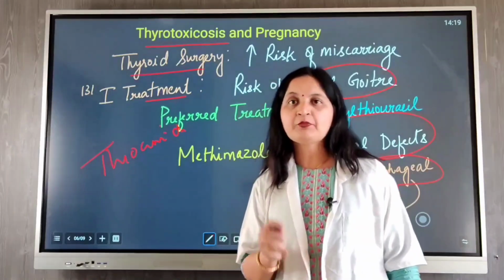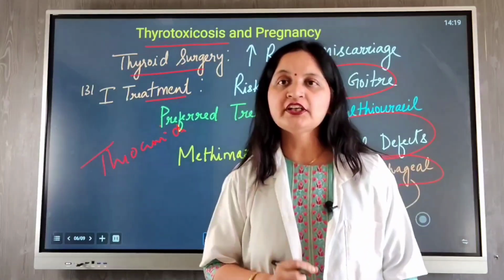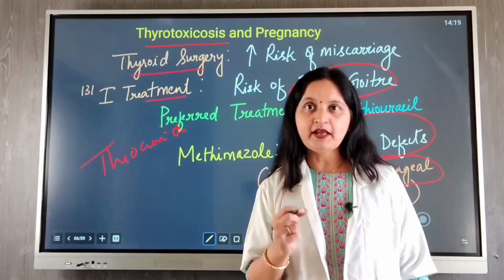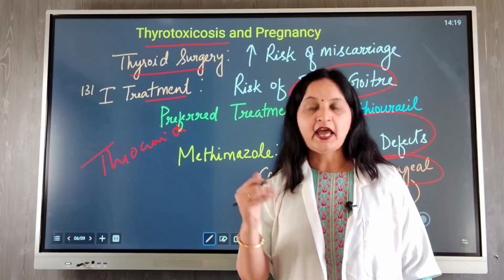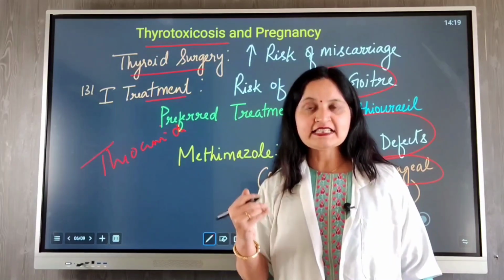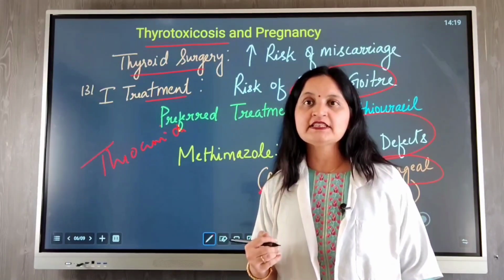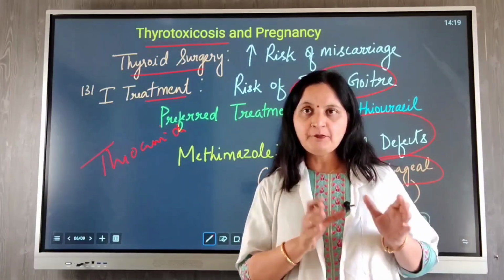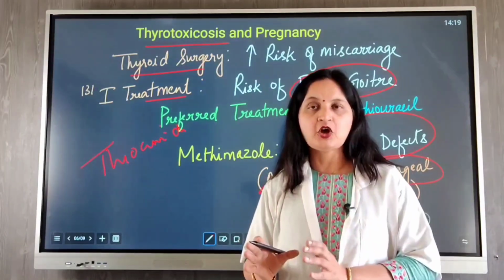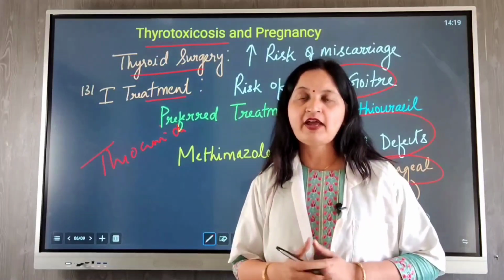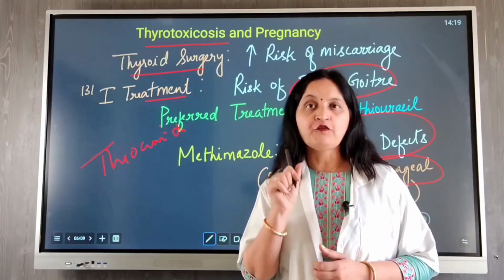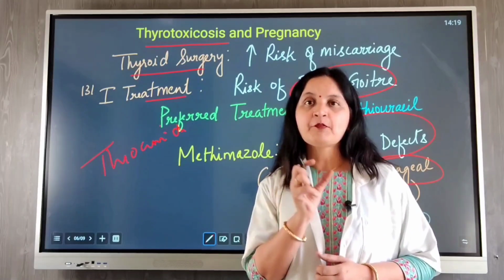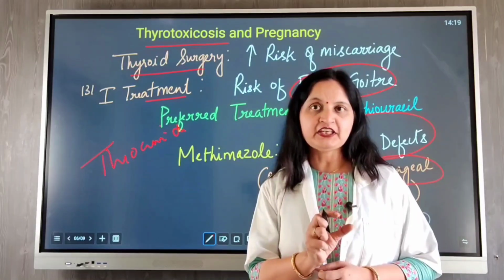But do remember that propylthiouracil is associated with side effects such as hepatitis, agranulocytosis, and methimazole is relatively safer with respect to these side effects. Therefore, the patient can be shifted from propylthiouracil to methimazole in the second and third trimester of pregnancy. So, first trimester pregnancy, propylthiouracil is the preferred treatment.